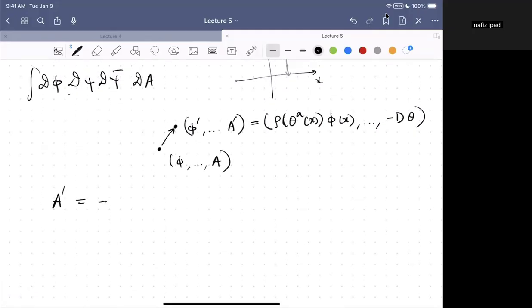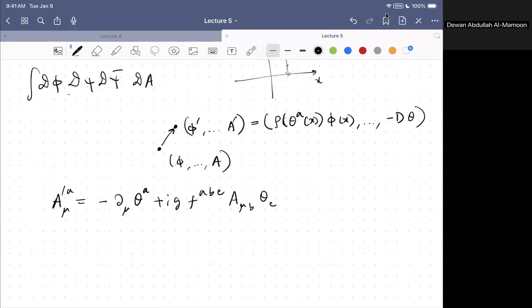Okay, A prime mu in particular is theta plus IG A mu. And again, these are all functions of spacetime.